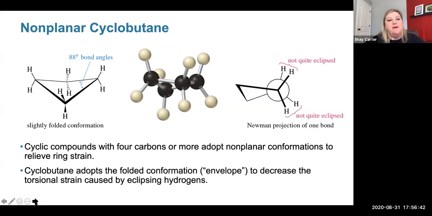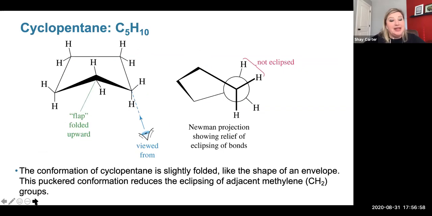And so cyclobutane adopts a conformation called the envelope conformation, and it's kind of a folded conformation. And that decreases the torsional strain that's caused by eclipsing hydrogens. Now, cyclopentane is slightly folded. Some books call this a puckered conformation, but it's like the shape of an envelope, okay, but we have one carbon that is bent out of the plane of view. It's like a flap that's folded upward.